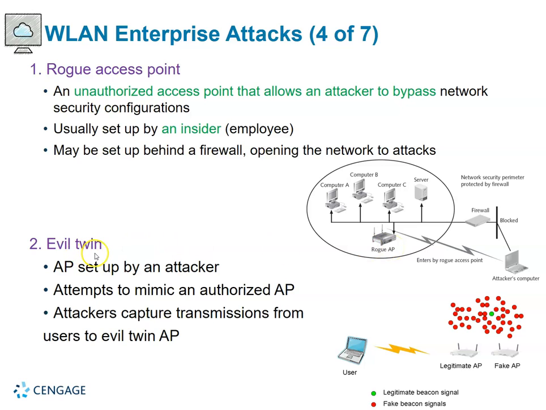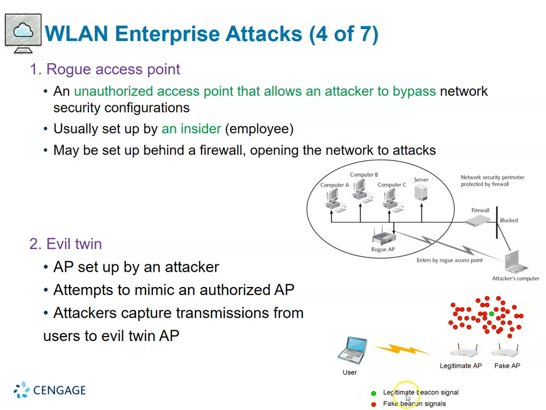Secondly, we have an evil twin. You may have run into this, like in an airport or anywhere where we have public Wi-Fi and people connect to a public Wi-Fi. If this is the legitimate user, you can see the legitimate AP and the fake AP here. So this is the hacker. He pretends to be the legitimate AP in the hopes that the user will see this Wi-Fi signal and connect to it, thinking that it was the legitimate AP.